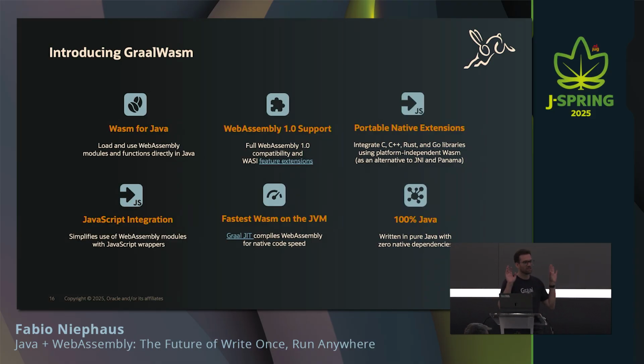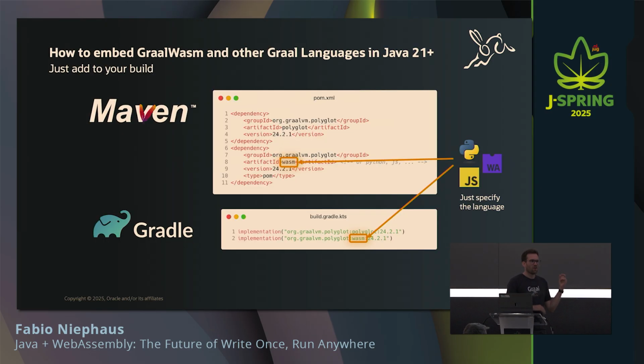And yes, of course, all of this is 100% Java. Right? So we don't have any native dependencies, any external dependencies. It's just a bunch of jars. It's actually jars on Maven Central. So all you need to do is add these dependencies to your Maven or Gradle build configurations, right? And here, for example, I declare a dependency on Polyglot, which is our API to interact with the languages. And then I say I want to load Wasm, but I can also say I want to load Python and JavaScript. I can also load more than one language if I want to.